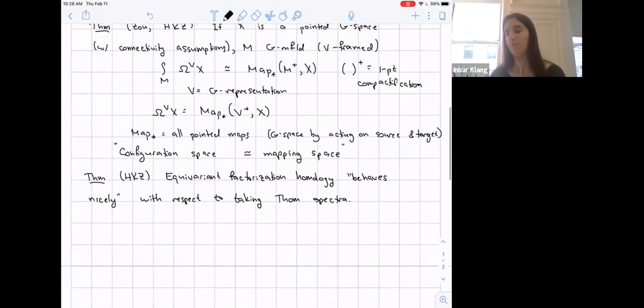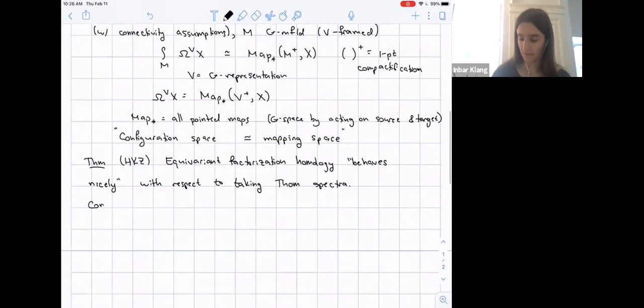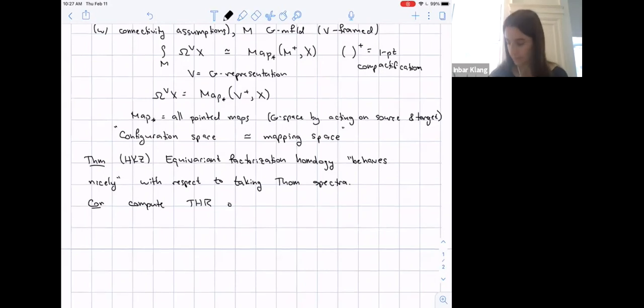Okay. So this is in some sense the factorization homology functor commutes with the Tom spectrum functor. I'll say more about that. But this allows us to compute certain equivariant factorization homology for some Tom spectra. So for example, if we want to compute real topological Hochschild homology, we can do that for certain Tom spectra that are coming from spaces that look like this.